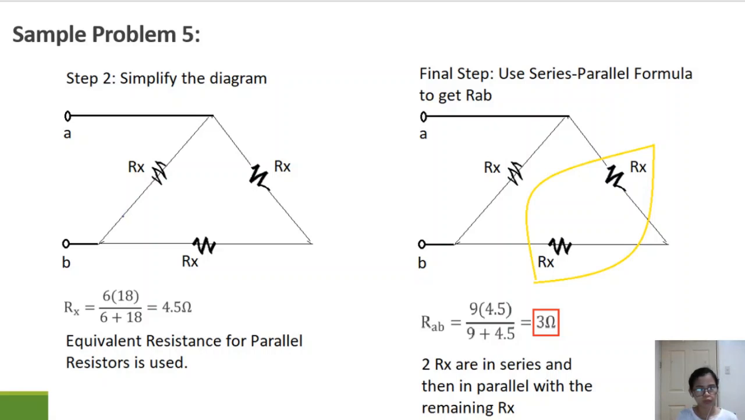What will we do next? So as you can observe, this is already in series. Why are they in series? Because there is no more connection here. Okay, there is no more connection there. That's why Rx here and this Rx also are in series. Okay, and after that, when they are in series, they are also in parallel with this another Rx. So that RAB is equal to 3 ohms.